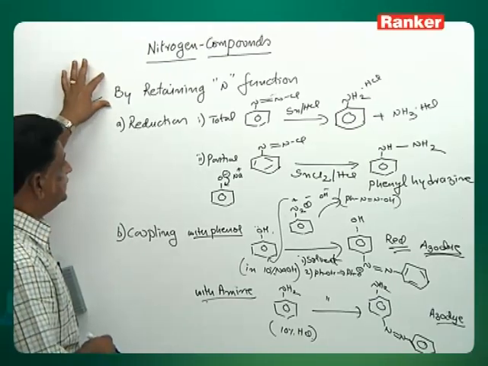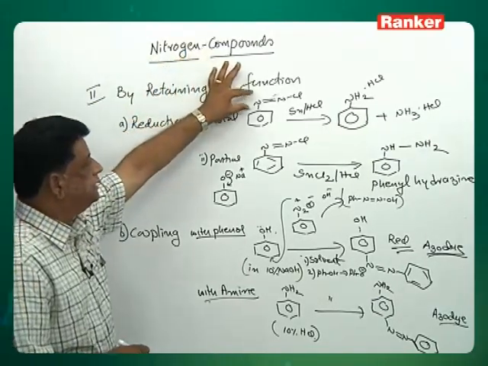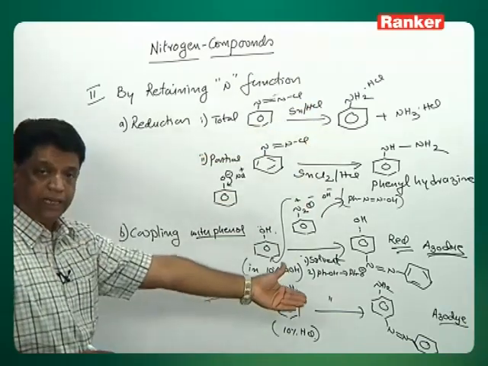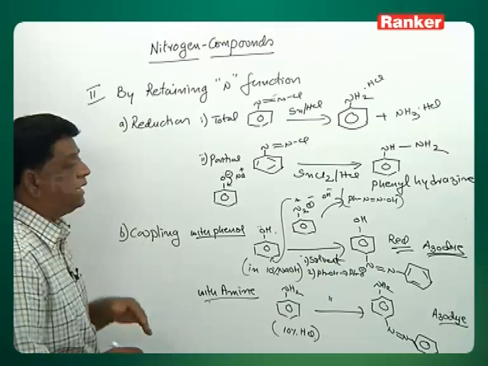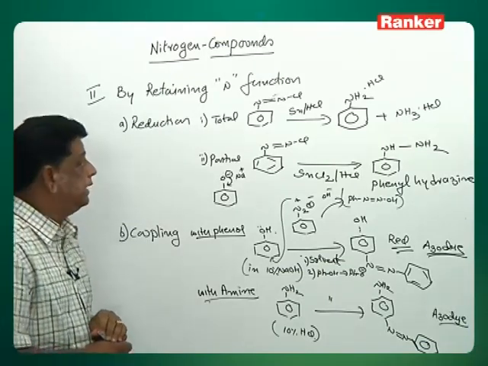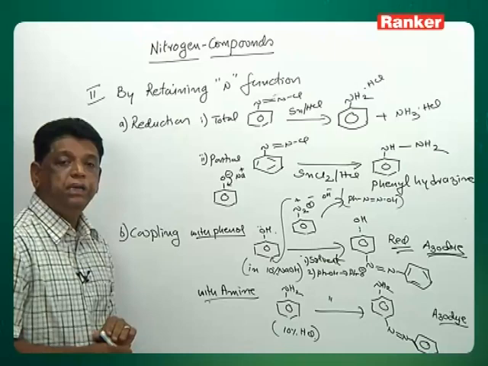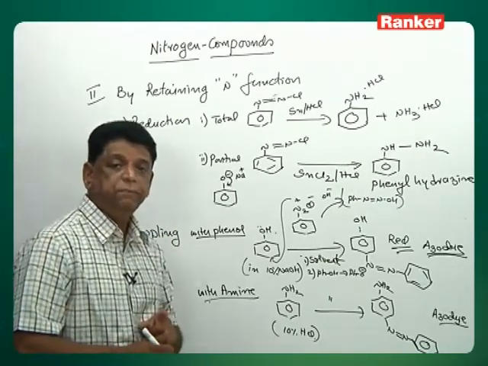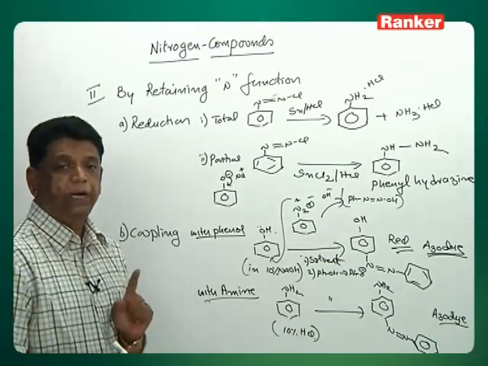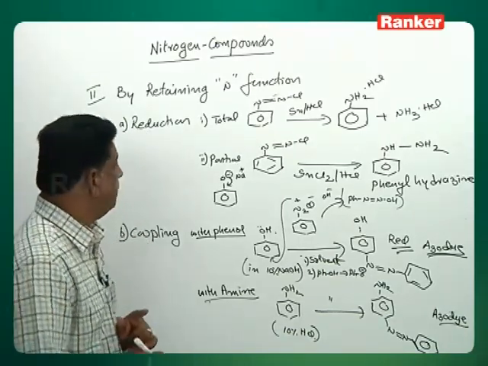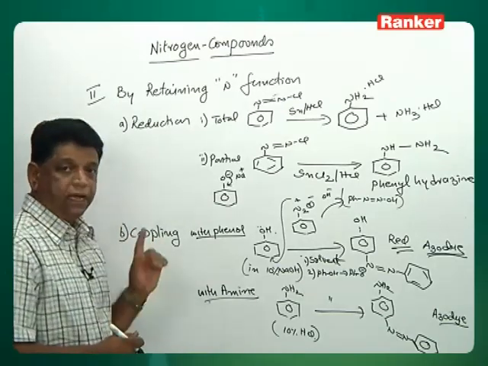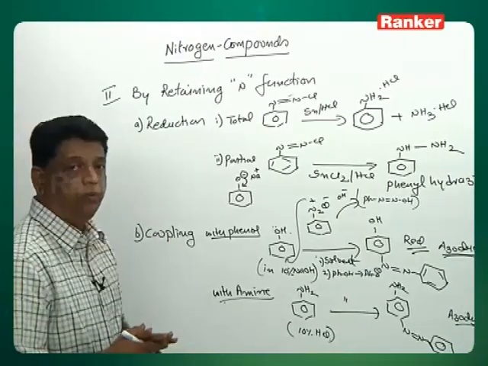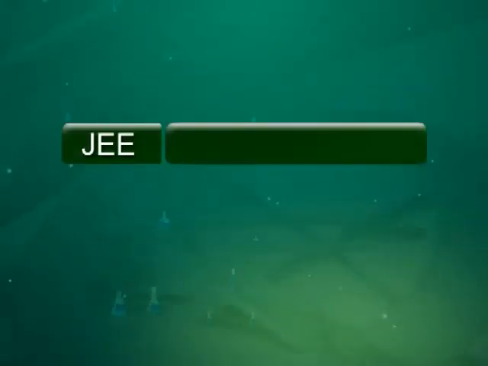The second type of reactions are those retaining the nitrogen, that means in the N2Cl, either one nitrogen or the two nitrogens are retained in the product. This is the second part of the applications of the diazonium salts. With this, the nitrogen compounds topic is over. In the nitrogen topic, in the first class we took the nitrogen containing compounds, amines: 1 degree, 2 degree, 3 degree amines. And in this class, cyanides, isocyanates, and the diazonium salts. All these come under the topic called what? Nitrogen compounds.